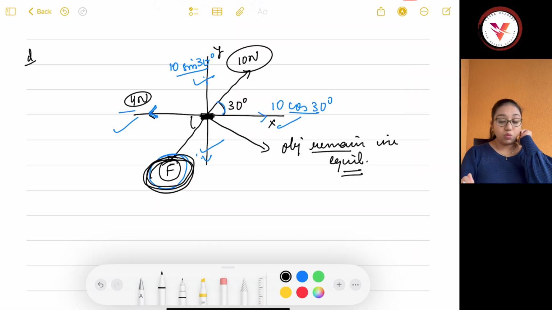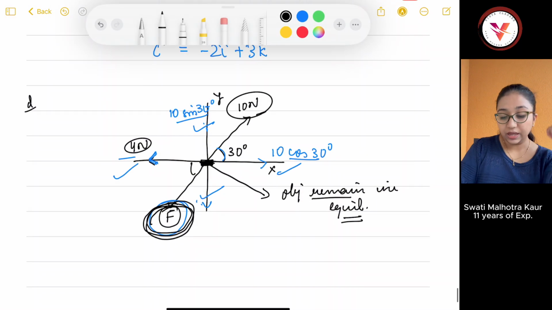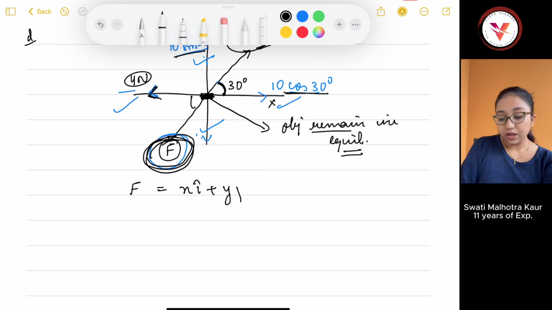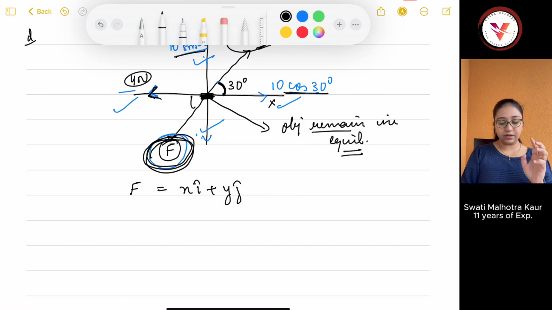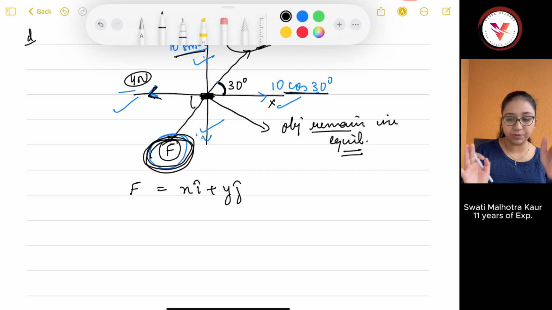Okay, so what we did basically, we took the components of this force. This 10 Newton has an angle of 30 degree here. So we make 10 cos 30 degree here. Whatever side has the angle takes cos as trigonometric ratio, the other goes with sine. And 4 Newton is along the axis, so we don't need to resolve it. And that F force can be written as xi cap plus yj cap. We are not taking sine here. We'll see what x and y come out to be, positive or negative. That would be the value of F.